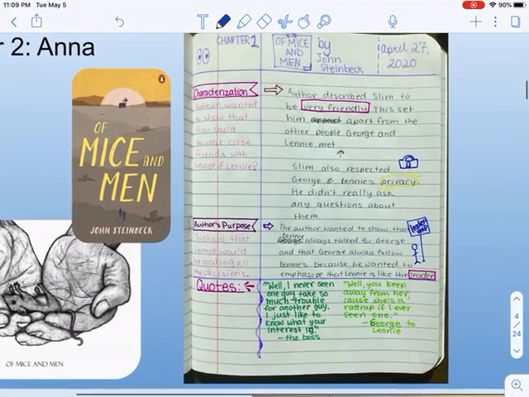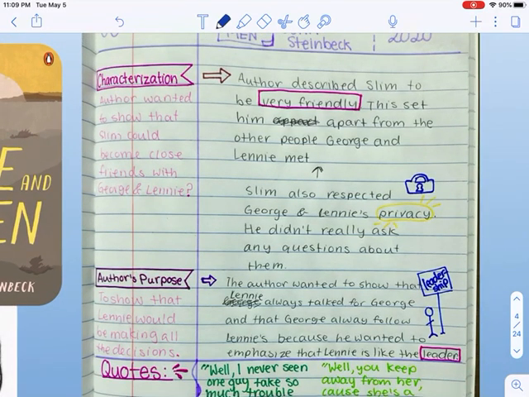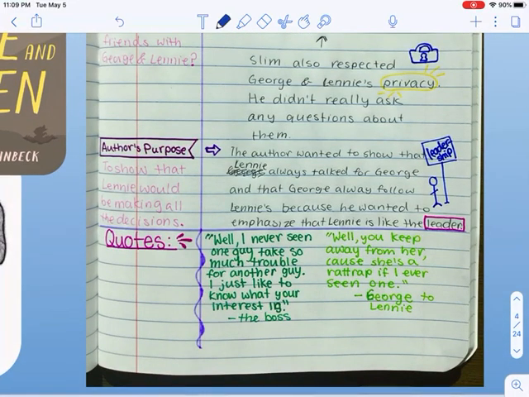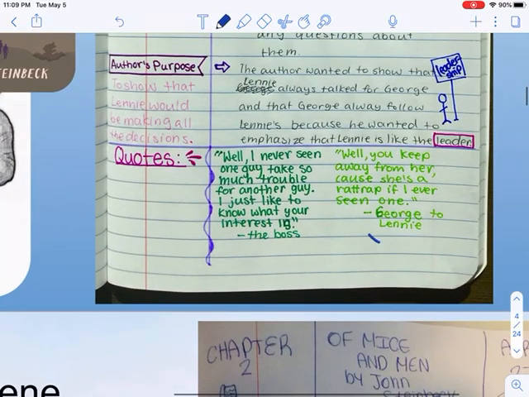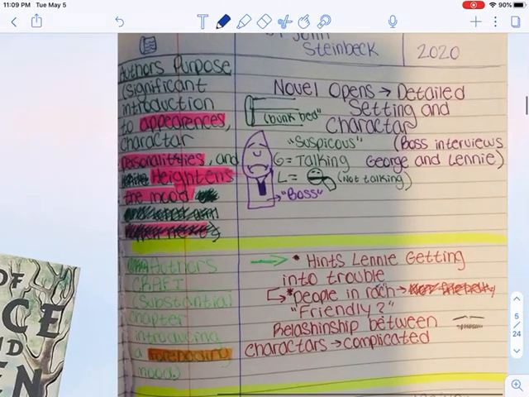I was reading through Anna's, and she's also talking about Slim and George and Lenny. Slim seemed to be a little more respectful than the rest of the men. This is that quote I was thinking about before. Will you keep away from her? She's a rat trap if I ever saw one.